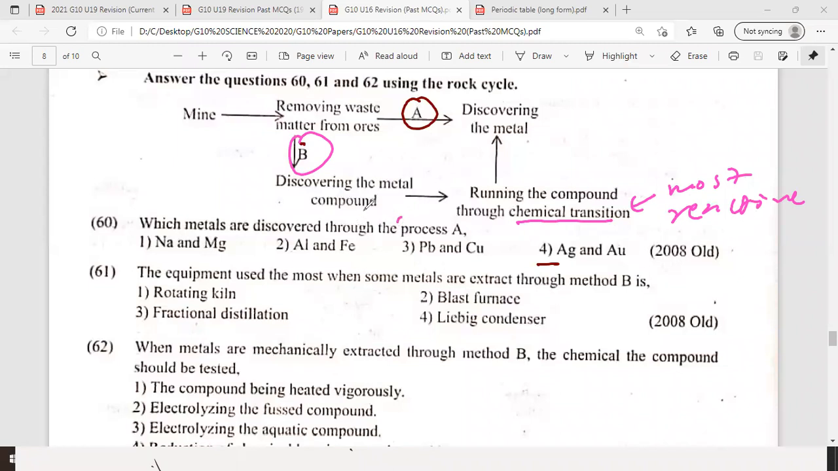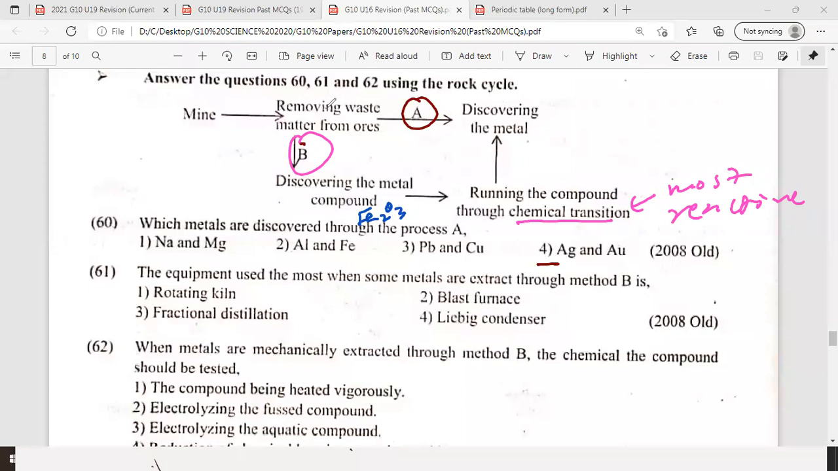So discovering the metal compound, say maybe hematite, Fe2O3. Hematite is the metal ore. Now hematite you have to subject to what? Chemical reactions in the blast furnace. Fe2O3, hematite. Hematite can also contain impurities like carbon and sulfur.